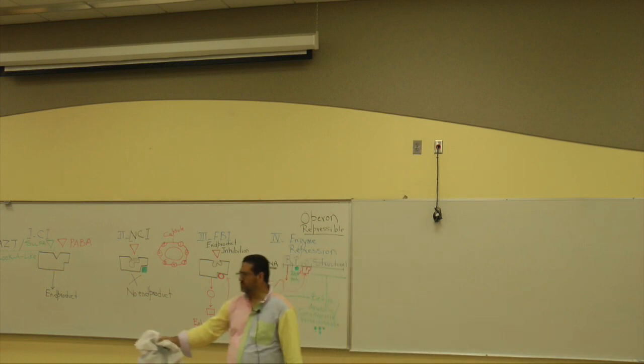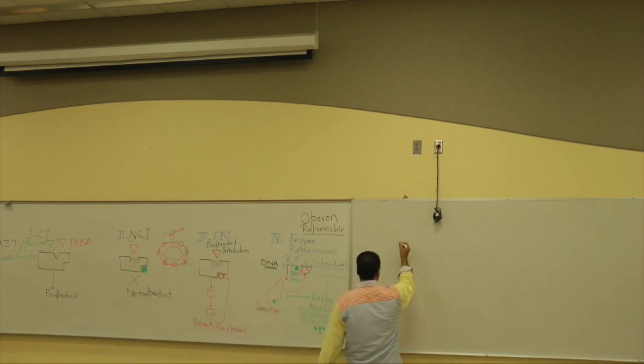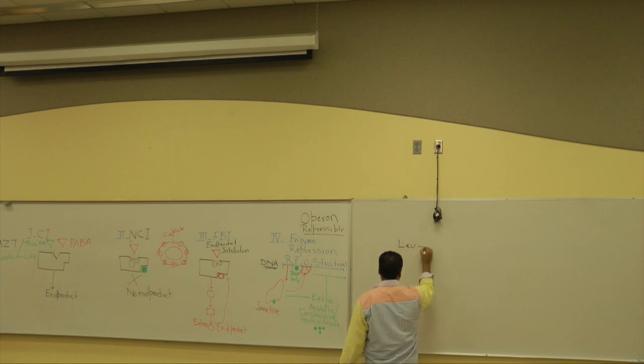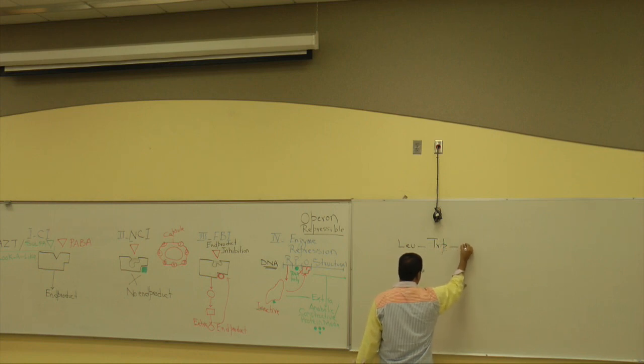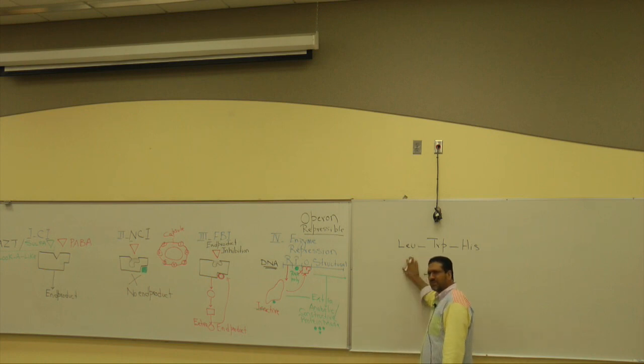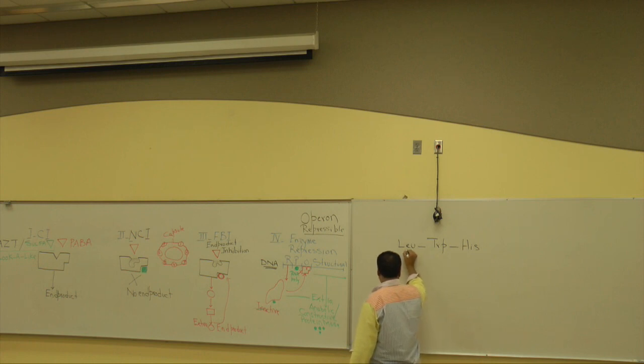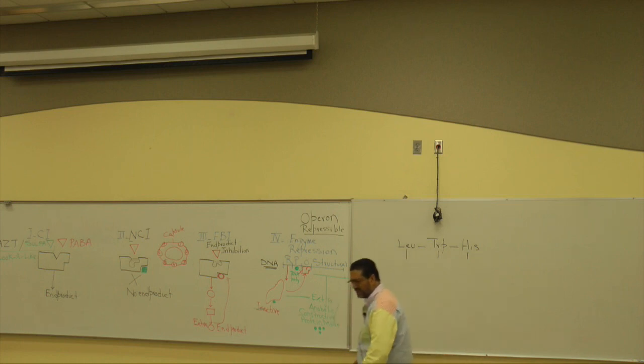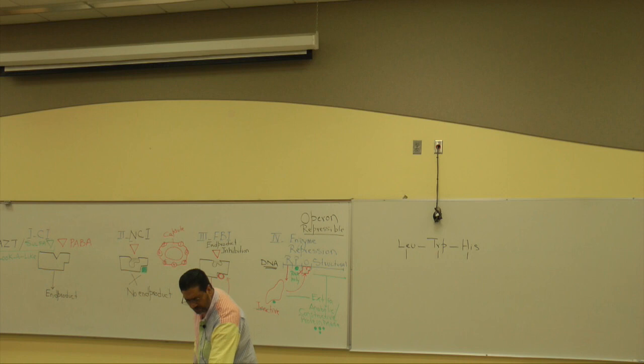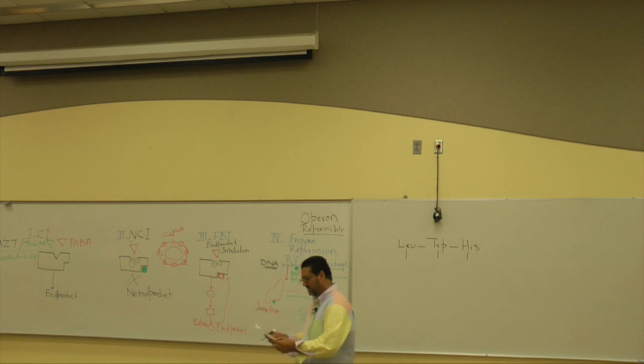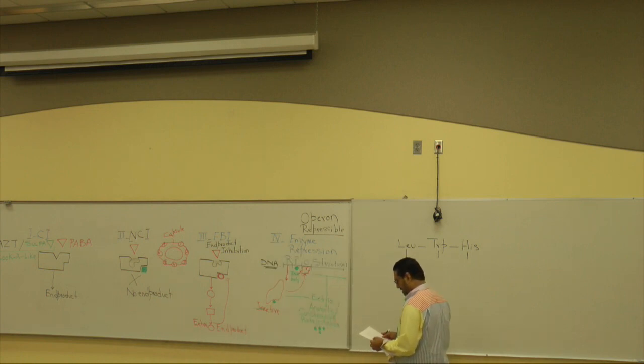Read me the first 2 or 3, please. LEU, TRP, and HIS. So LEU has 6 codons. I think the answer that I have given you. What question number is this? 4A.